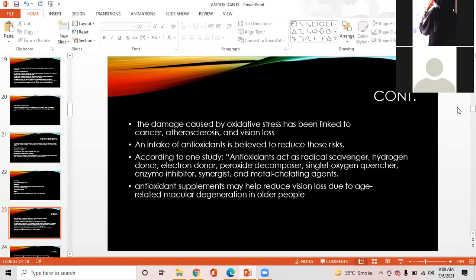According to a study, antioxidants act as radical scavengers, hydrogen donors, electron donors, peroxide decomposers, singlet oxygen quenchers, enzyme inhibitors, synergists, and metal chelating agents. Antioxidant supplements may help reduce vision loss due to age-related macular degeneration in older people.